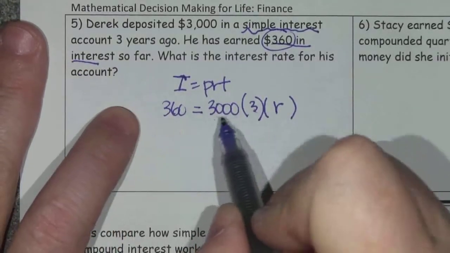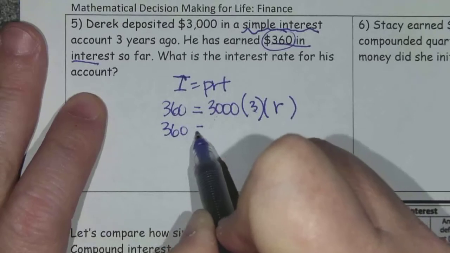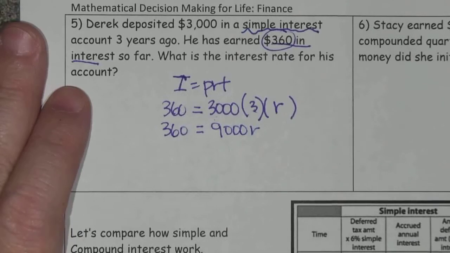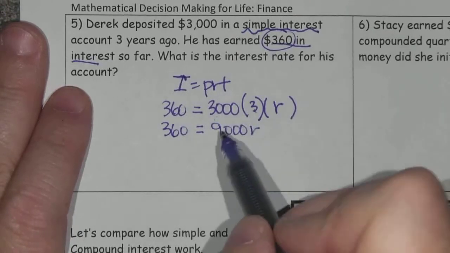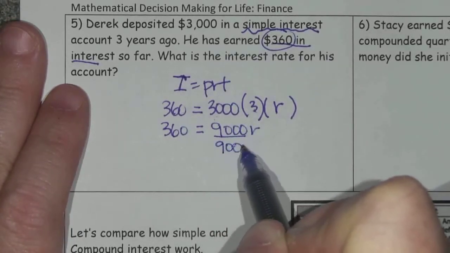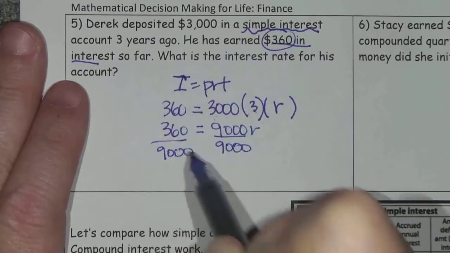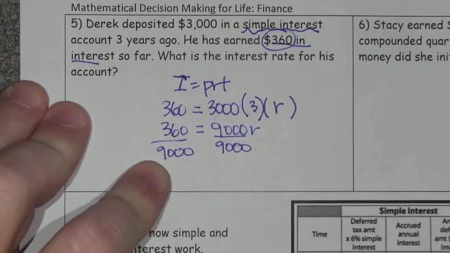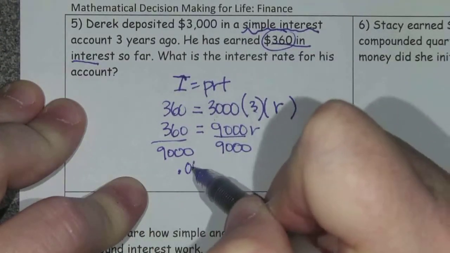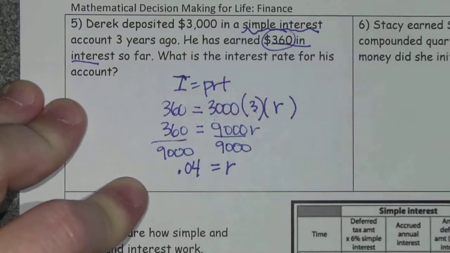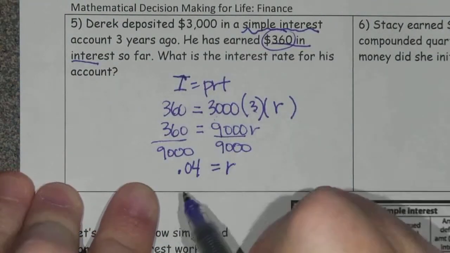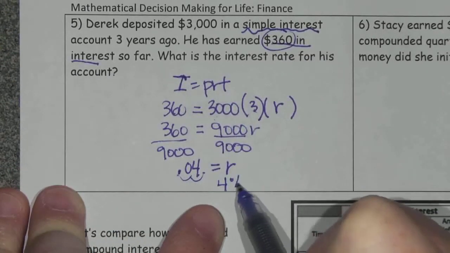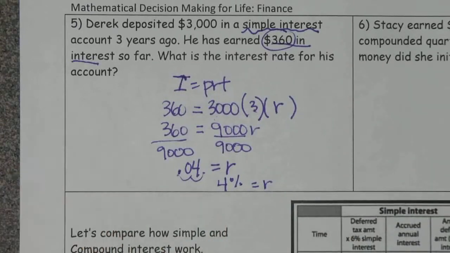So over here, I'm going to times the 3,000 and the 3 together to get 9,000. And then what am I going to do to get that 9,000 off the R? Divide. I'm dividing by 9,000. That's going to give me a decimal point number that I need to change to a percent. So I got 0.04. And then my percent would be 4% for my interest rate.